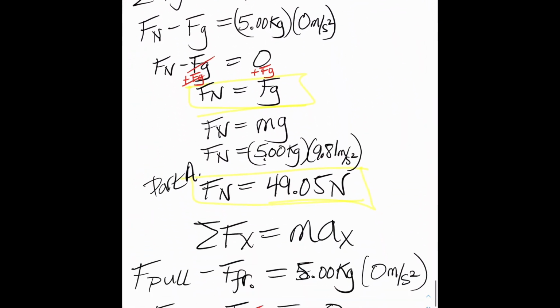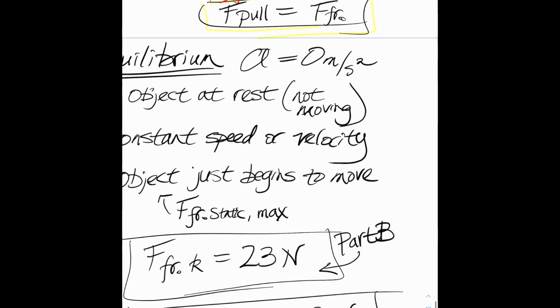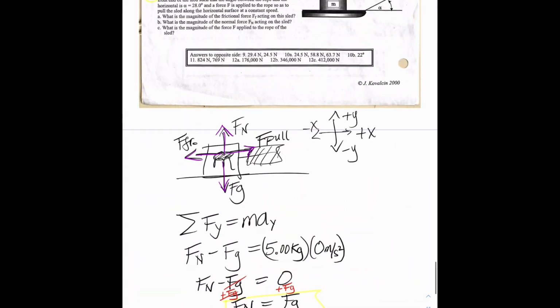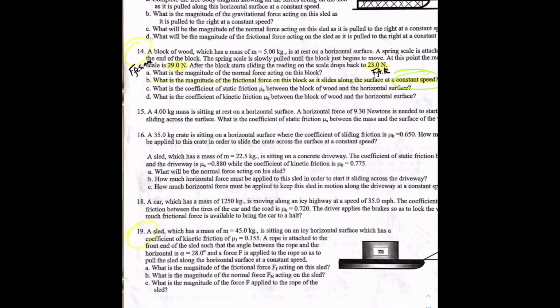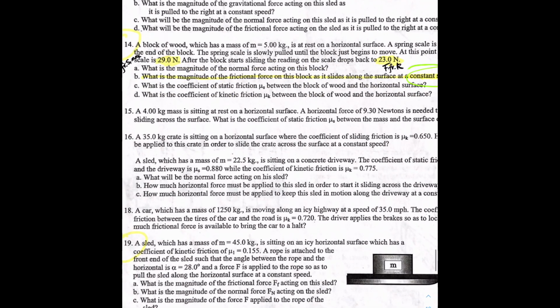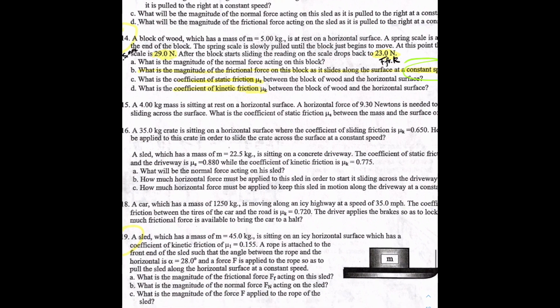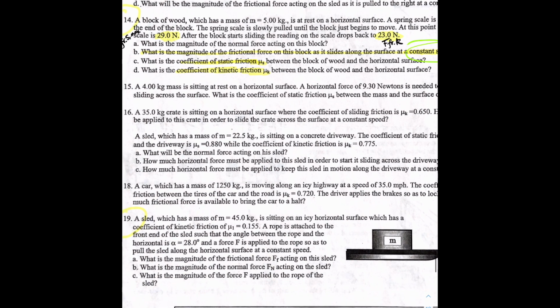Yeah, 49.05. Okay, good so far. Let's go ahead and look at part C. Now for part C and part D, they want to know what is the coefficient of static friction mu s, and what is the coefficient of kinetic friction mu k? Really the previous two problems, A and B, set us up for this. At least A did, and B we kind of expanded.